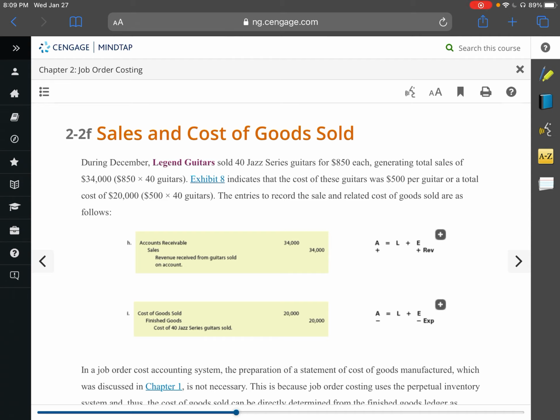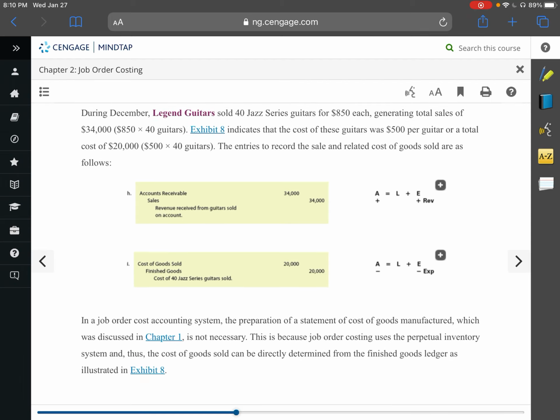Then in part I, they are recording the cost of goods sold. That's the expense that went into making all those goods that they sold. So you debit cost of goods sold, which is an expense, and you credit finished goods inventory, which says we no longer have these guitars in our possession.